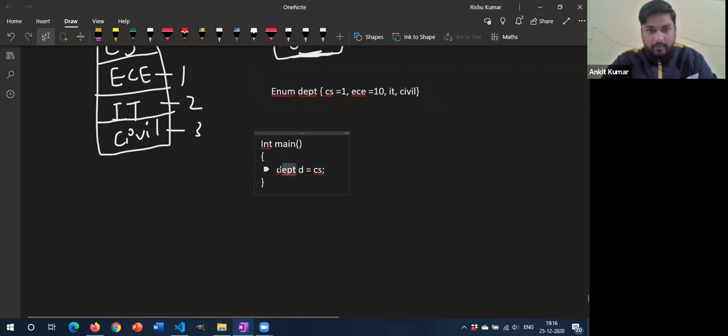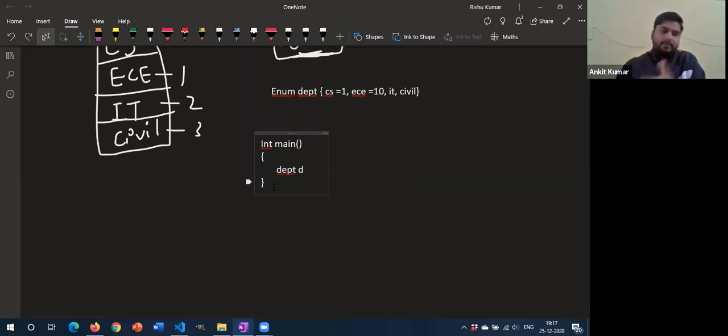Okay, so like in other programs we were having int as a data type, now we are having DEPT. This has become a data type, and this is a user defined data type. So with this, we can use enum in our program as and when we require.